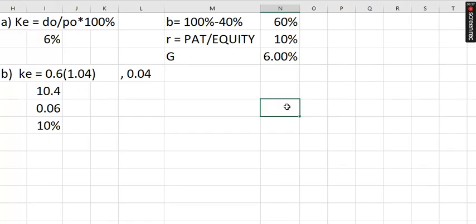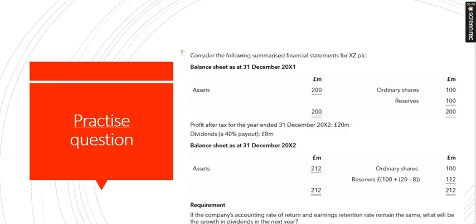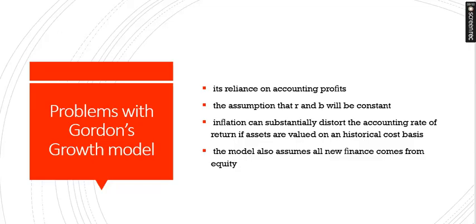Have they understood? Yes. Yeah, then that's okay. Let's move on. So that's the Gordon's growth. Now, what are the problems with the Gordon's growth model?